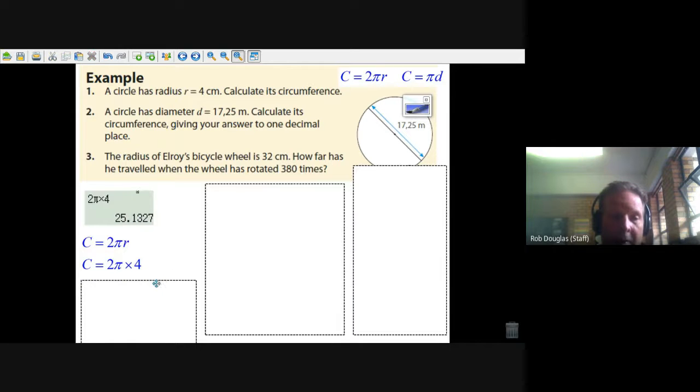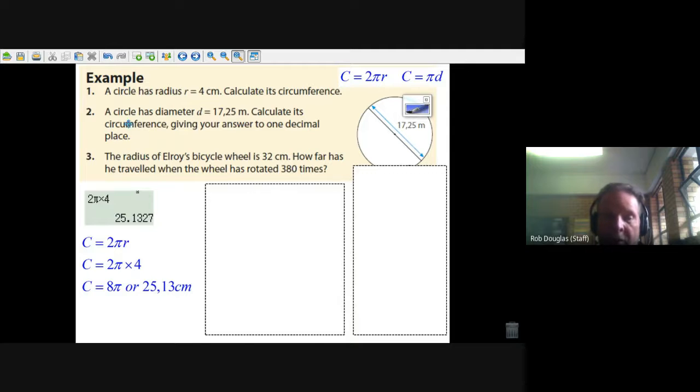Here's how you'd write it out. The formula, 2 pi, and then 4, and then your answer of 25.13 centimeters. That's the distance around the outside. You can actually say it's 8 pi centimeters. That's another way of giving the answer.